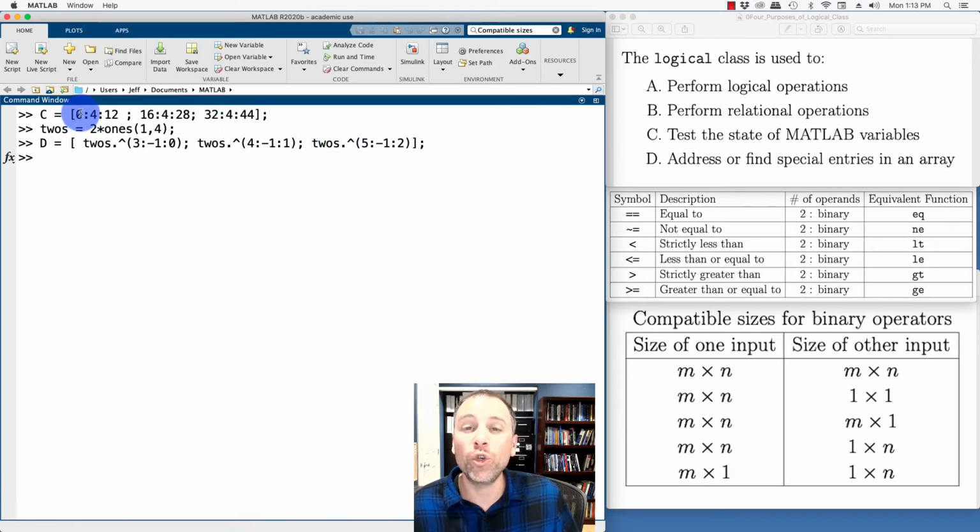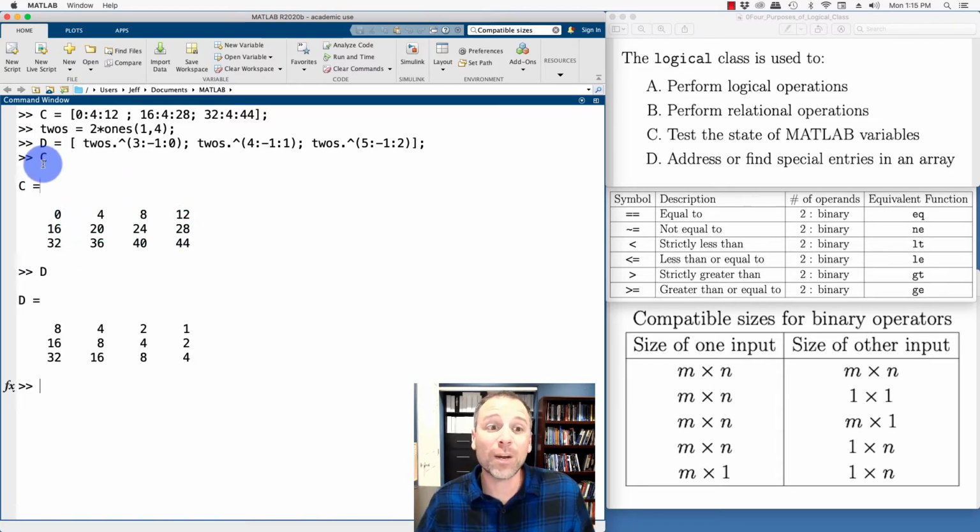So we'll store 2 arrays in our memory. We'll call them C and D. Here to store C, we're using colon notation. And then to store D, we're using a combination of the ones function and what we call individual element powers. If we go ahead and type C, we see that the output is 0, 4, 8, 12, 16, 20, 24, 28, etc.